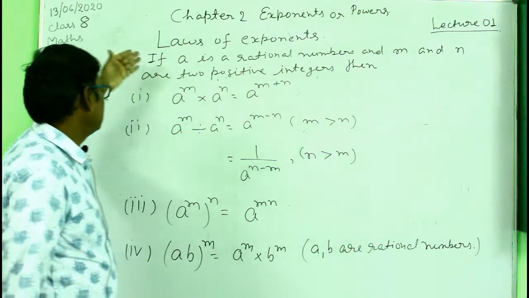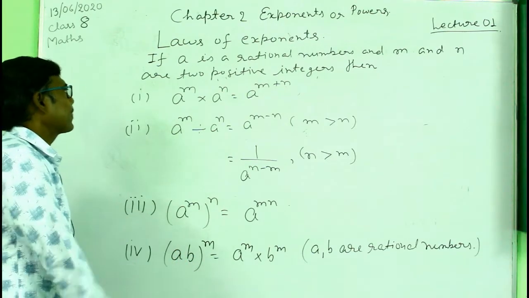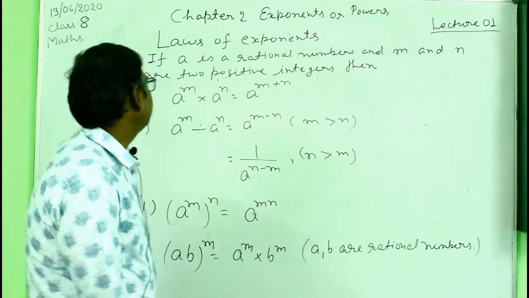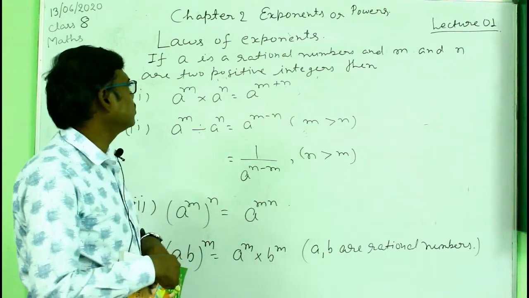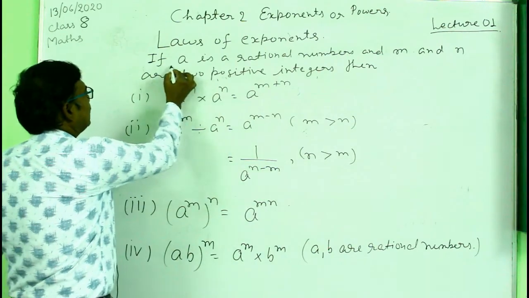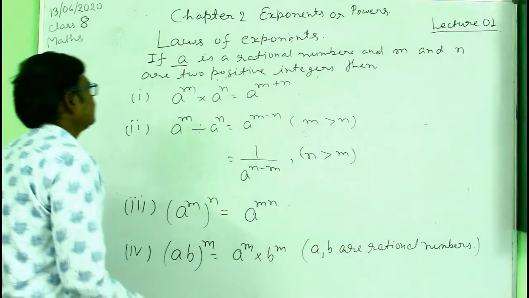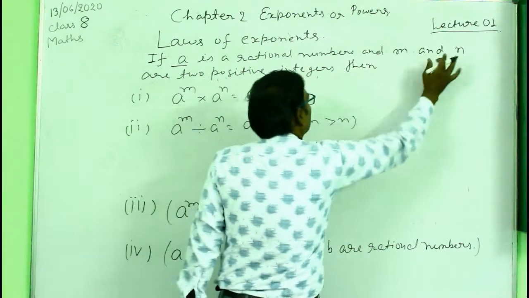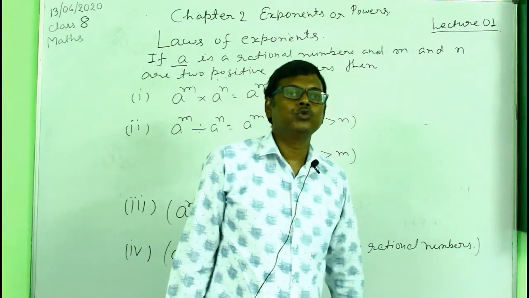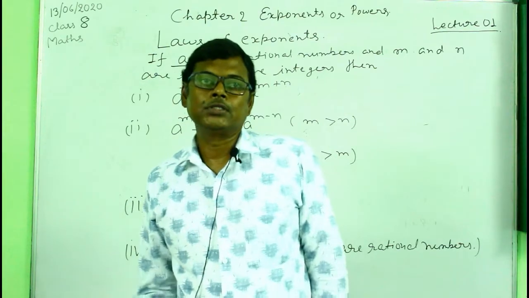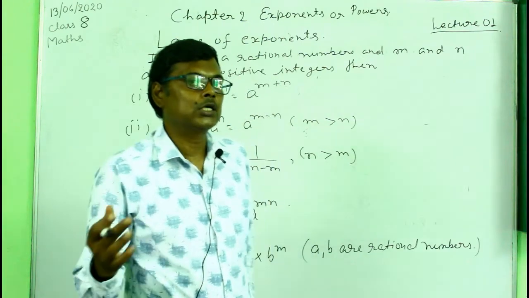exponents. These are the formulas here. You can see this formula here, and here A is a rational number, and m and n are two positive integers. Integers are like -5, -4, -3, -2, -1, 0, 1, 2, 3, 4 and 5 etc. So here we will have only the positive integers as the power or the exponents.